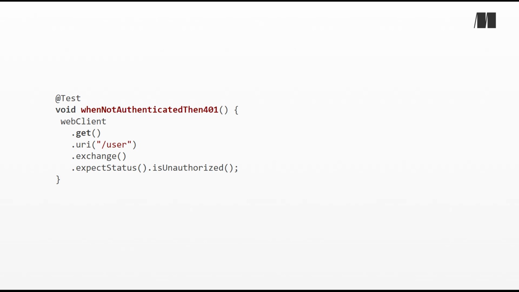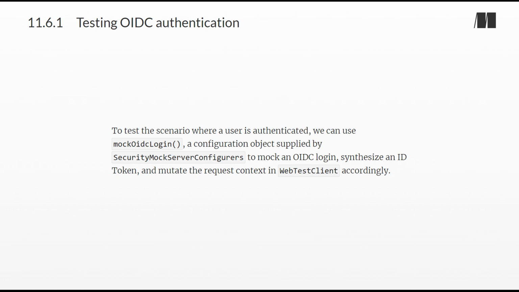Since we configured Edge Service to return an HTTP 401 response when a request is unauthenticated, let's verify that happens when calling the /user endpoint without authenticating first. See this code. To test the scenario where a user is authenticated, we can use mockOidcLogin, a configuration object supplied by SecurityMockServerConfigurers to mock an OIDC login, synthesize an ID token, and mutate the request context in WebTestClient accordingly.